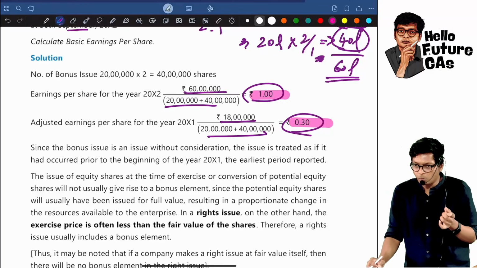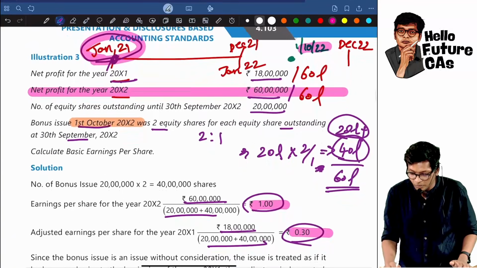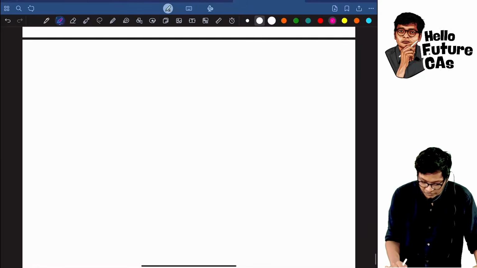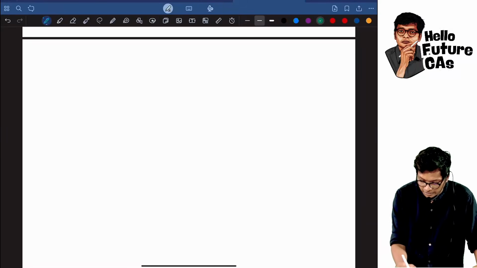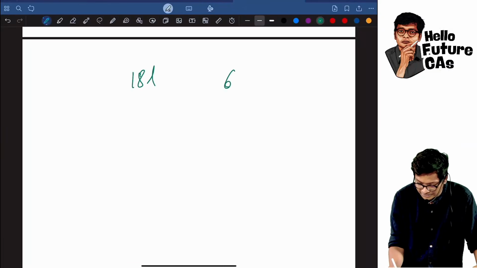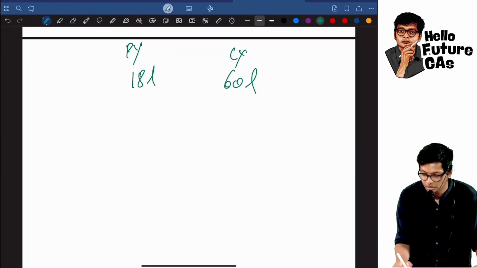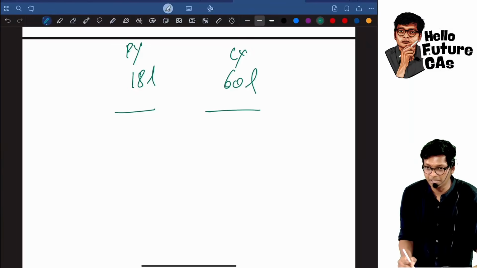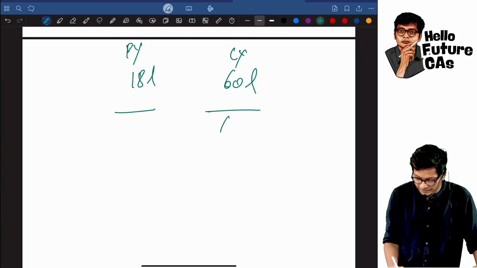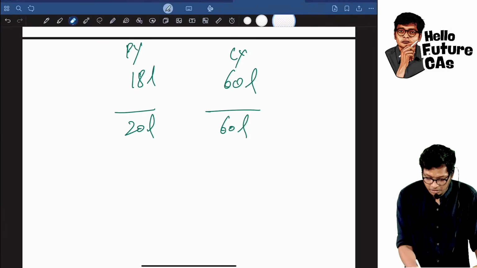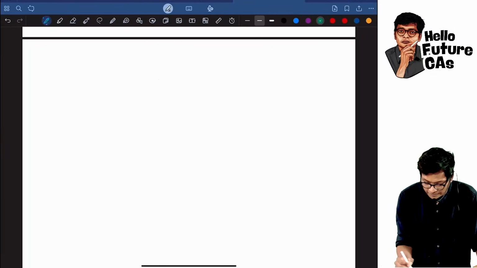That means what has actually changed? Sir, why are we doing this? If I don't do this, look at this question, guys. 18 lakhs, 60 lakhs, correct? This is previous year. If I don't do this, what will happen? This year will be divided by 60, and the previous year will be divided by 20 only. Are you following, guys? But let me give another example to explain this.